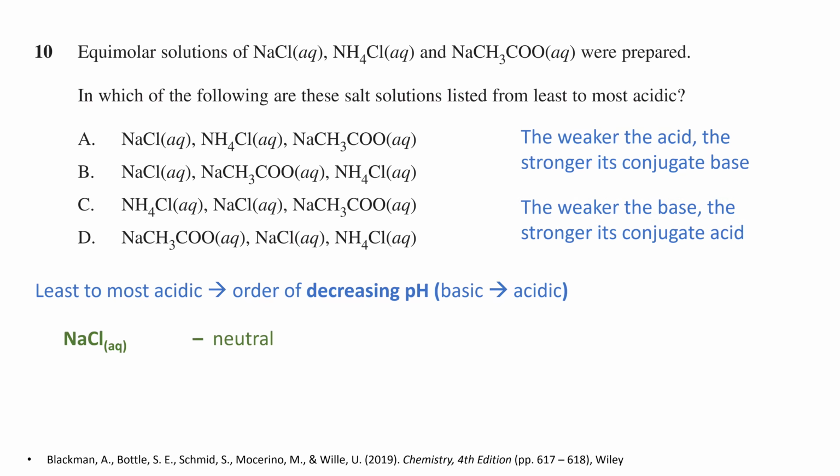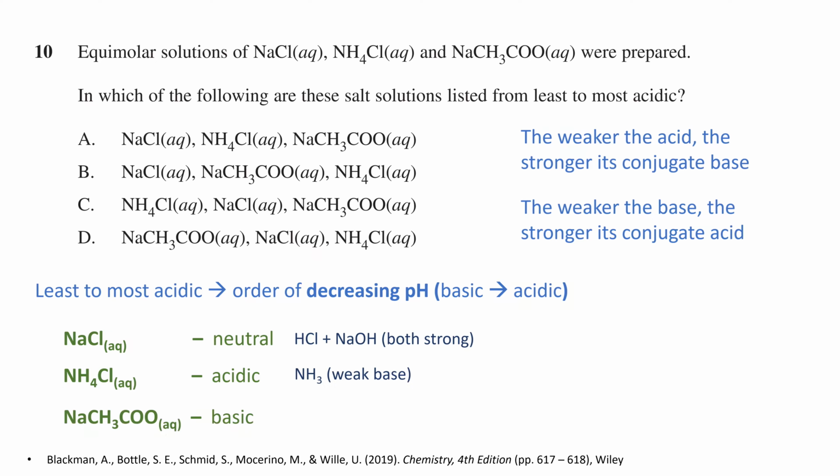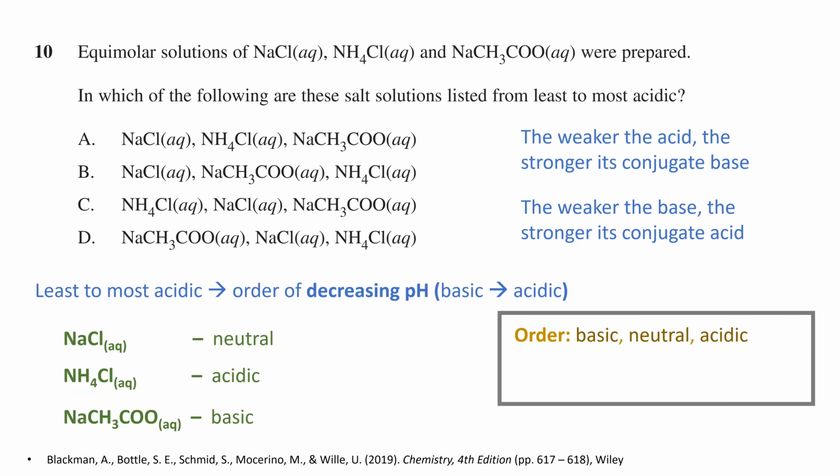So, NaCl, or sodium chloride, is one we are familiar with in everyday life, and this is a neutral salt. It comes about as the reaction from a strong acid and a strong base. NH4Cl, or ammonium chloride, is acidic, with the ammonium ion the conjugate acid of the weak base ammonia. And lastly, NaCH3COO, or sodium ethanoate, is basic, the ethanoate ion being the conjugate base from the carboxylic acid, ethanoic acid. The order we want, therefore, is basic, neutral, and acidic.